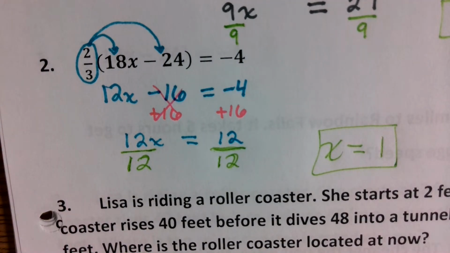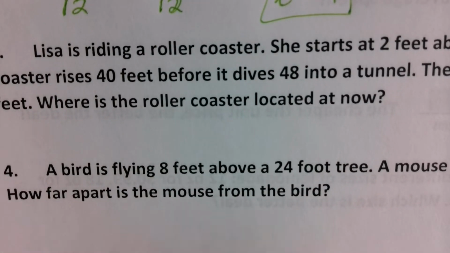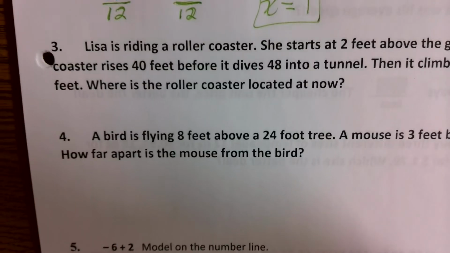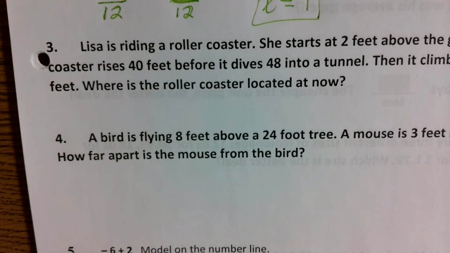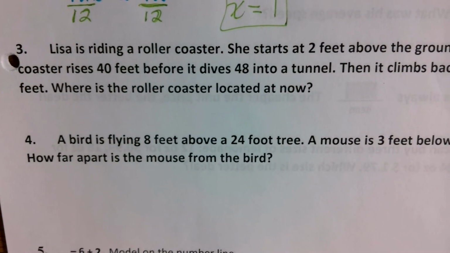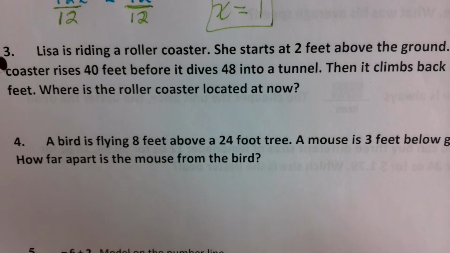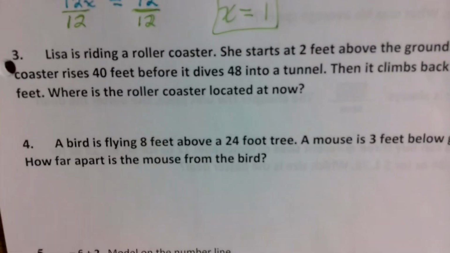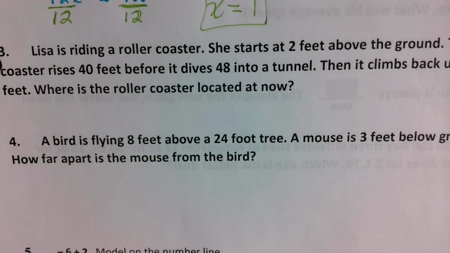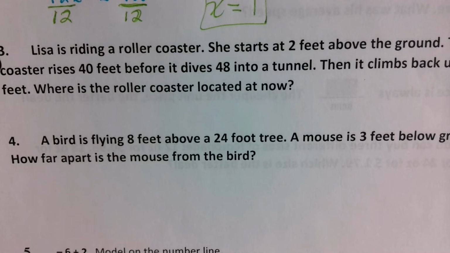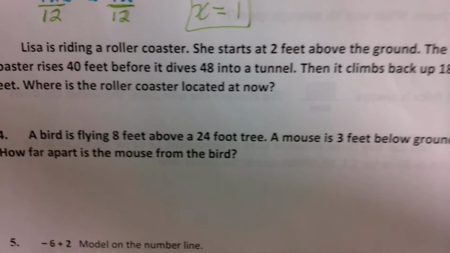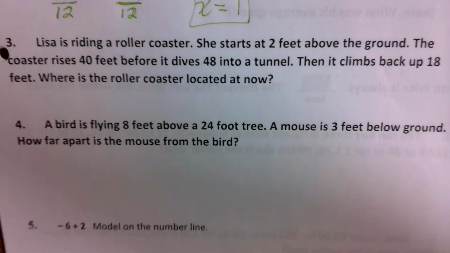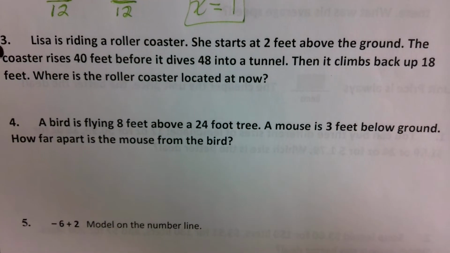Okay? All right, now a little bit further back in history for us. Lisa is riding a roller coaster. She starts at 2 feet above the ground. The coaster rises 40 feet before it dives 48 into a tunnel. Then it climbs back up 18 feet. Where is the roller coaster located now?